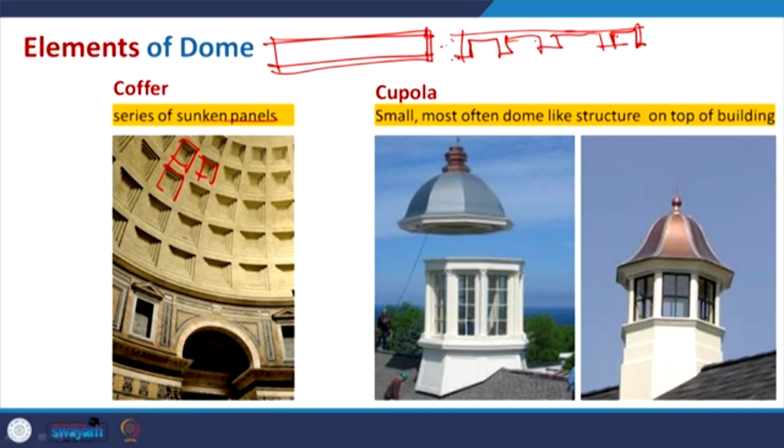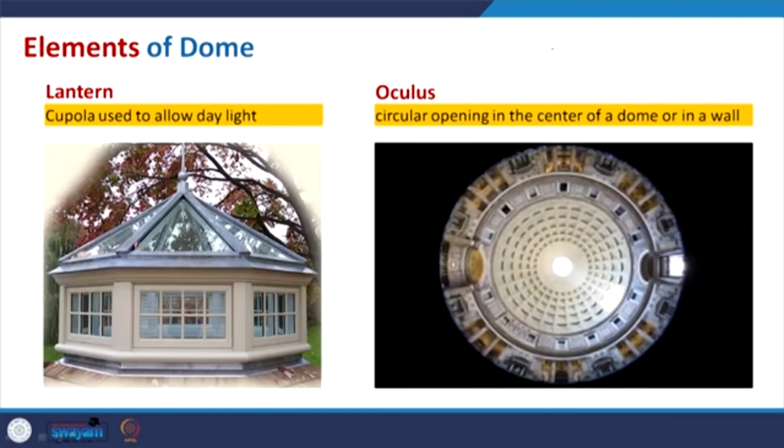Then cupola is basically what we can relate with a cup. If you put the cup in this position, something like this, it is the small, most often dome-like structure on top of a building. So, you just put it on top. In many buildings where you have a very similar roof pattern, you can use this on top. Moving to that, the lantern cupola is used to allow daylight. The cupola in this case has transparent glass, so that daylight can easily enter, and not only daylight, sometimes even at night time you can get good lighting, some ambience, and a good view of this particular building.